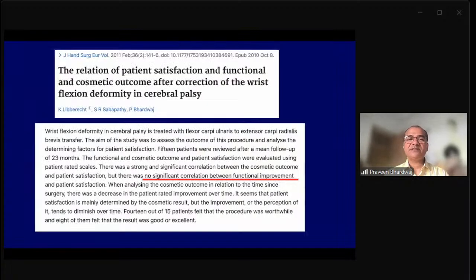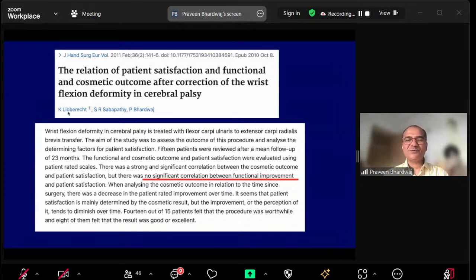And maybe that is the reason that when we analyzed our patients with FCU to ECRB, we found that there was good satisfaction among the parents about the improvement in the posture, but they felt that there was no change in the function at all. And it can all be attributed to the learned disuse, which I think is the most difficult thing to correct in these children.